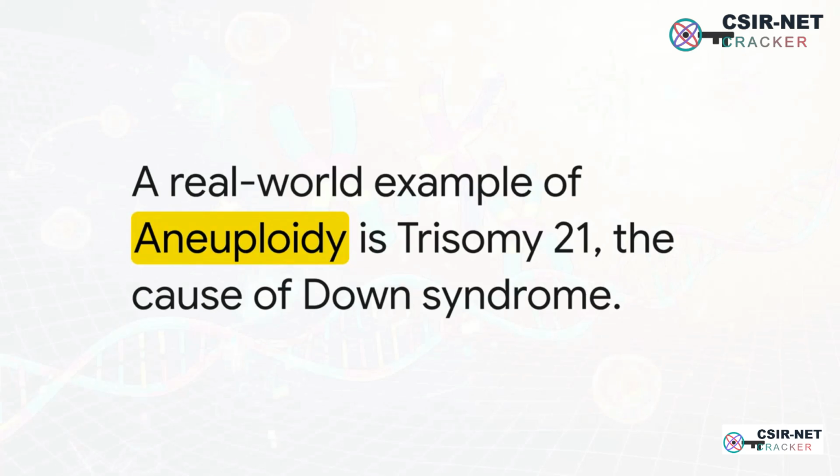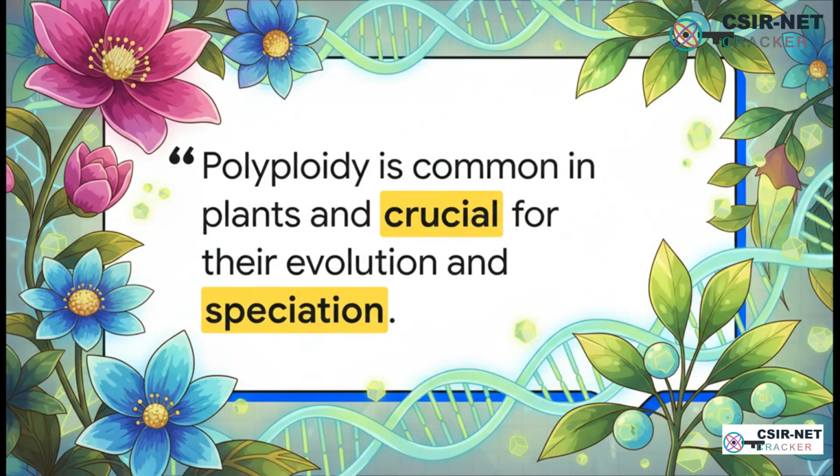And to make this aneuploidy thing really click, the most well-known example is trisomy 21. This is what causes Down syndrome. It's where a person has 3 copies of chromosome 21 instead of the usual 2. It's just a perfect, real-world example of how adding just one extra volume can have huge effects on the final design. But what about adding whole sets? I mean, that sounds pretty drastic, right?